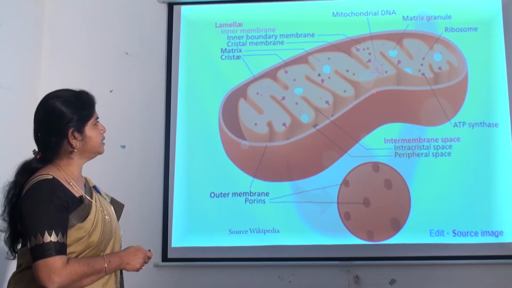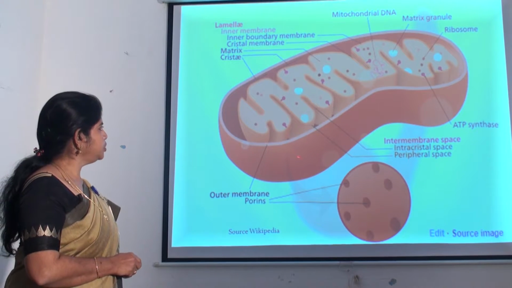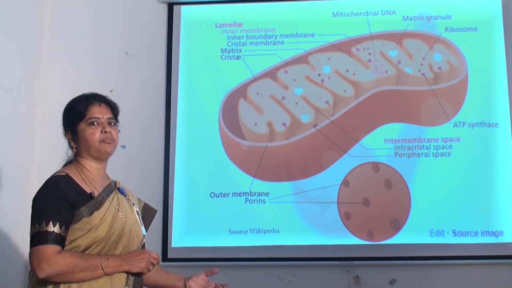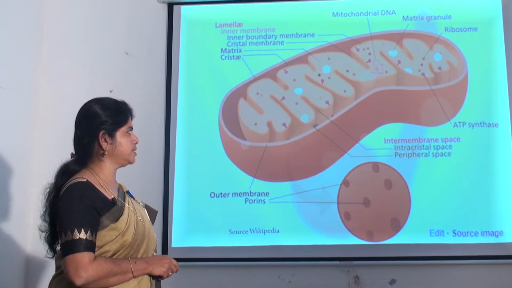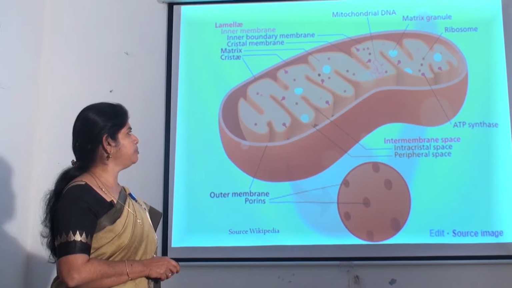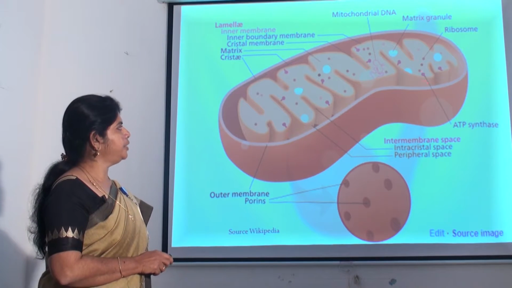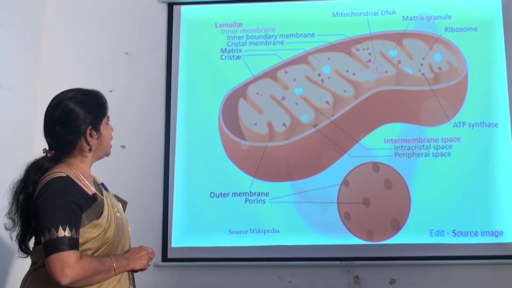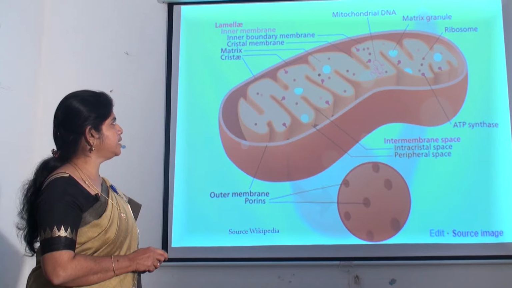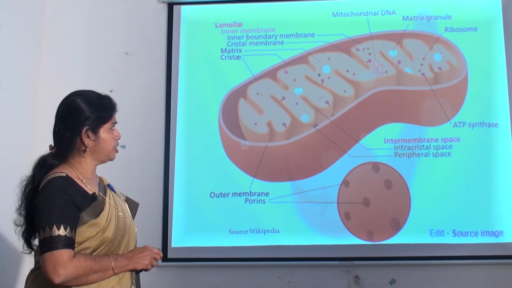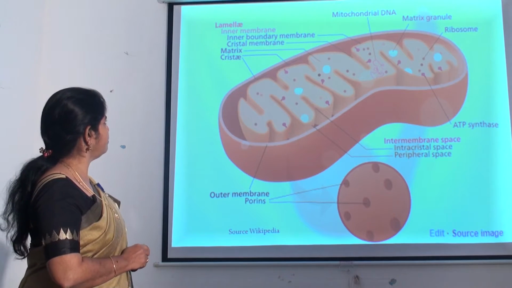In this image you can see everything clearly. That is the outer membrane. In the outer membrane, a special type of protein called porin is present. That is the inner membrane space, or intracristal space, also called the peripheral space. You can see the inner membrane, and these finger-like foldings are called the cristae. In the matrix you can see ribosomes, matrix granules, a special type you will see later, mitochondrial DNA, and then the inner boundary membrane.